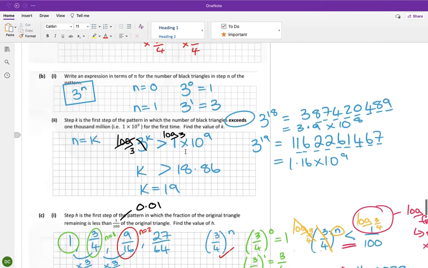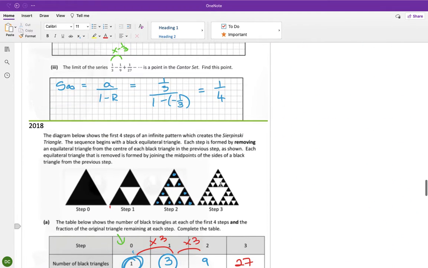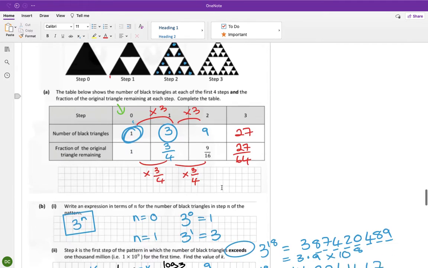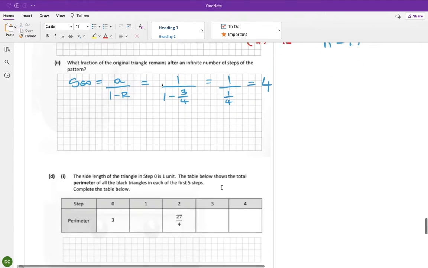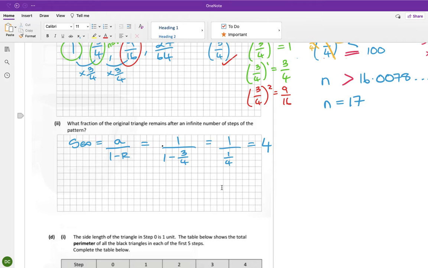I mean, is it obvious? It's obvious that if you keep removing equilateral triangles from the black triangles, the limit you're approaching is definitely 0. So what fraction of the original triangle remains after an infinite number of steps? We are talking about a limit approaching 0. Has to be. So the limit as n approaches infinity of 3/4 to the power of n.